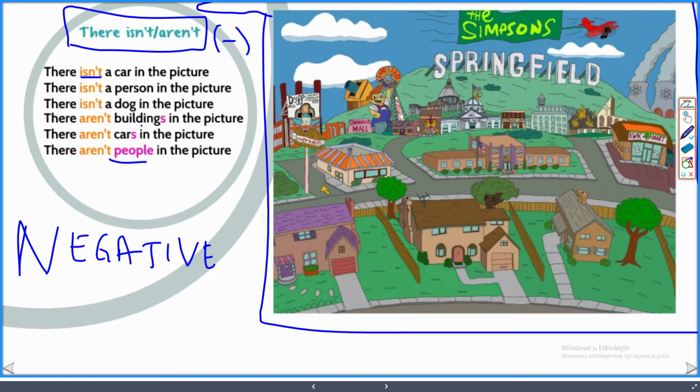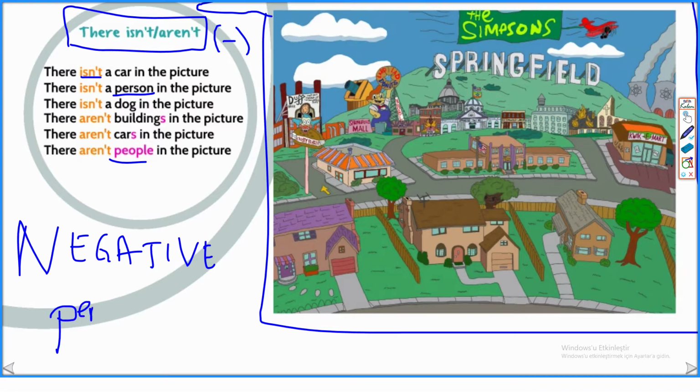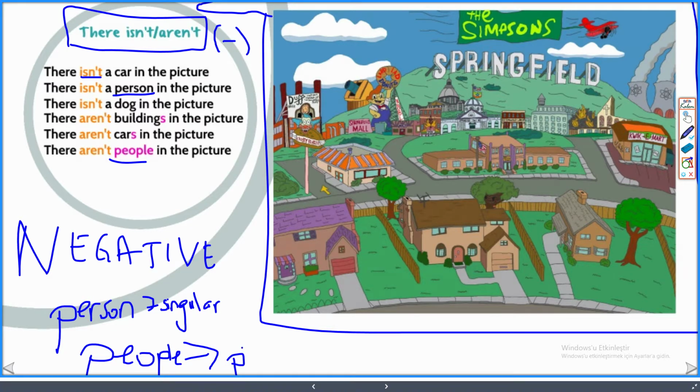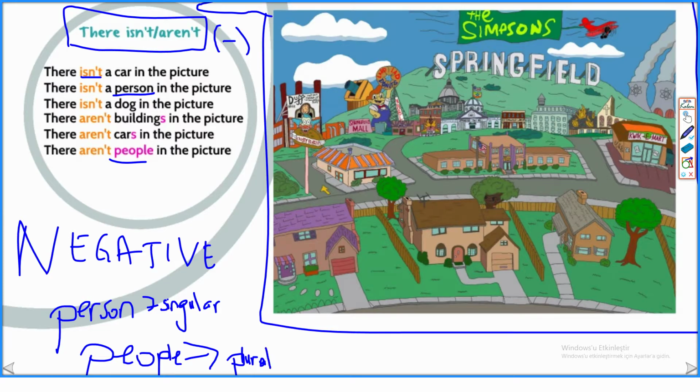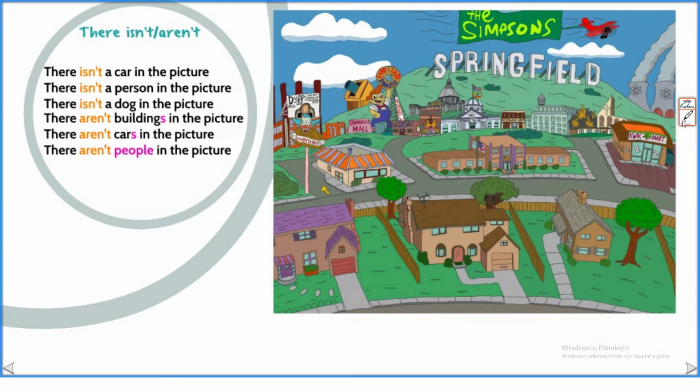and this is an extra detail. For example, if it is singular, we use person. But when we have people, it is plural. Okay, when we have people, it is plural, by the way. Okay, and we are going on, guys.